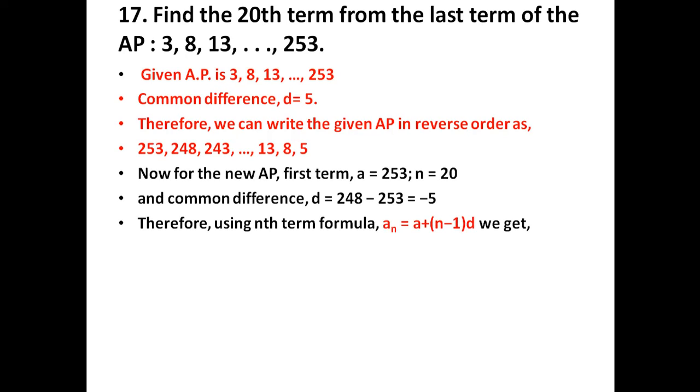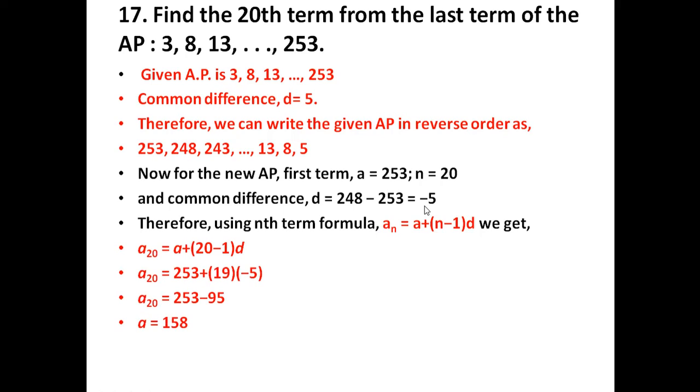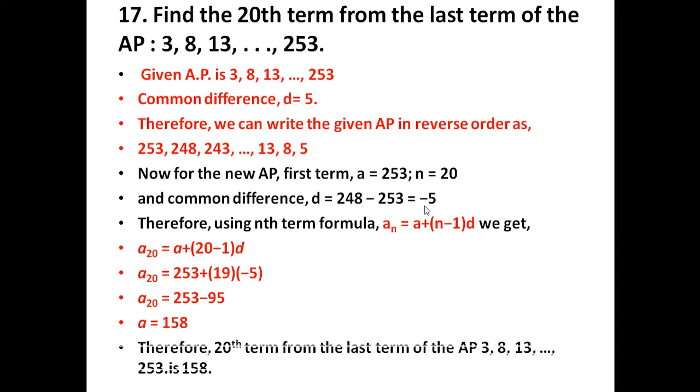So A equal to 253, N is equal to 20, because from the last only we want the 20th term. So N is equal to 20. Common difference is minus 5. So for the new AP which we found now, the differences will be minus. So take the formula, put the values in the formula, substitute it. So the 20th term is equal to 253 plus 19 into minus 5. 19 into minus 5 is minus 95. So 253 minus 95 is equal to 158. So the value of the 20th term is 158.